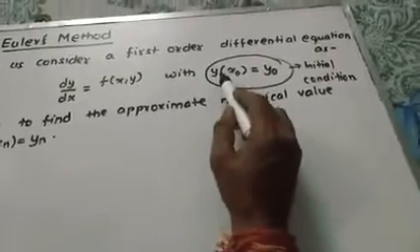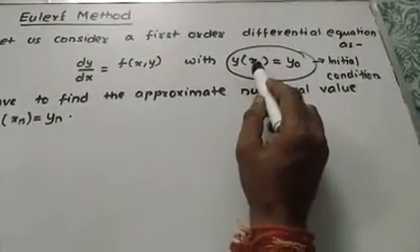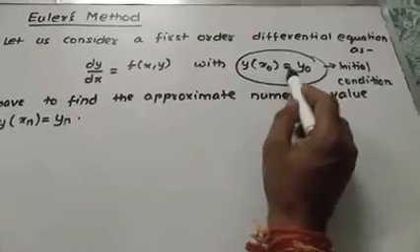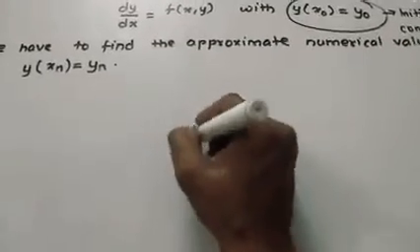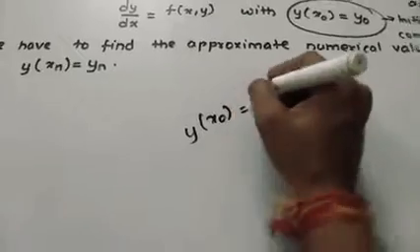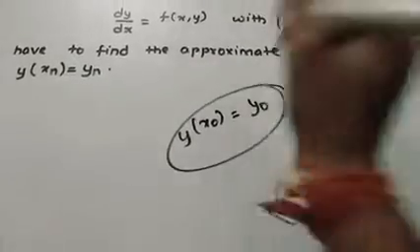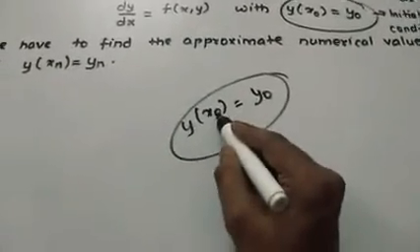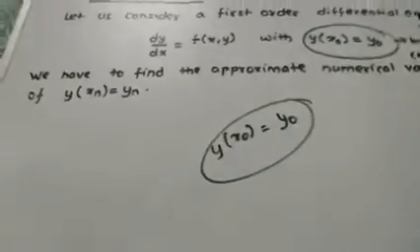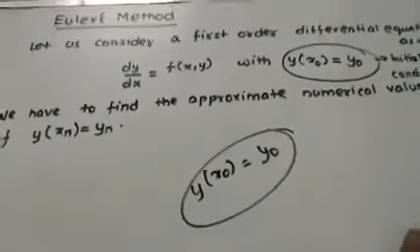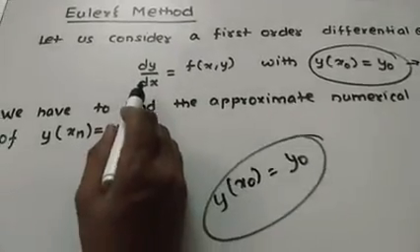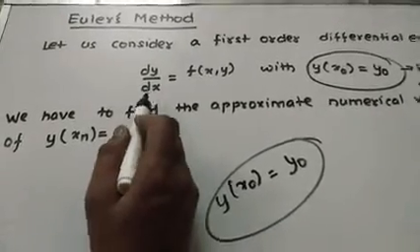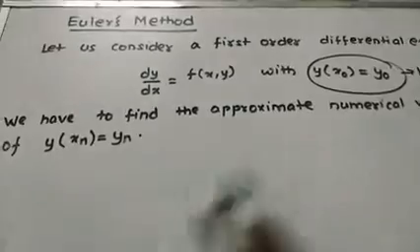Now let us see what the initial condition is. The initial condition says that y at the point x naught equals y naught. That means y at the point x naught gives the value y naught. Remember, this is a notation: y at the point x naught is your y naught. So we have to solve this differential equation with the help of this initial condition.